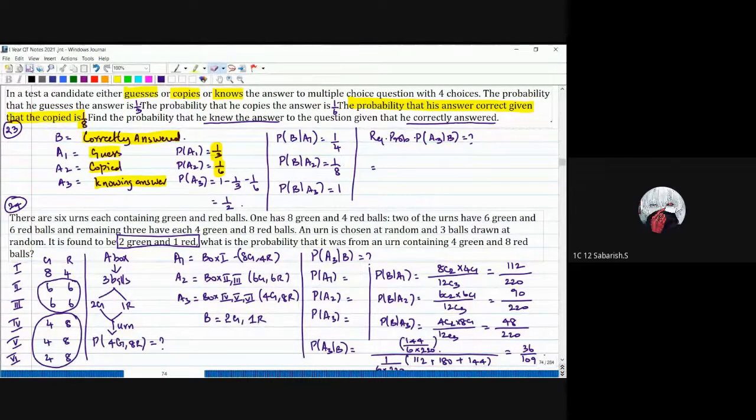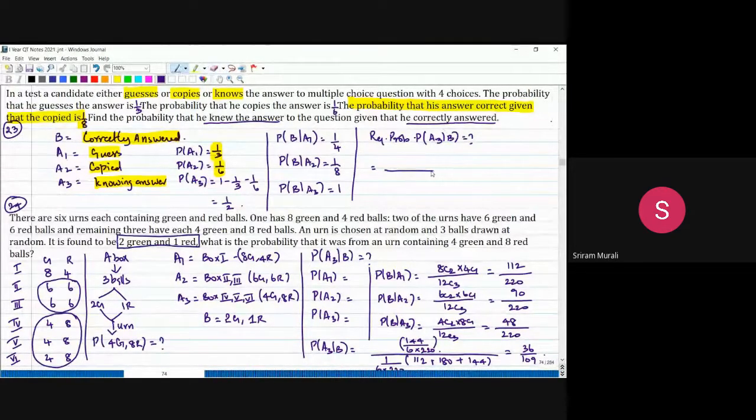Sir, I did not understand only the 1/8. Here it says the probability that his answer is correct given what? Given he copied. So given is A2, because A2 is copied. The chance of getting a correct answer is given as 1/8. Yes sir, given. Now what is my question? The probability that he knew the answer. That he knew the answer, what will it be? A3. This is what we have to find: what is the chance of getting A3 given that he answered correctly? That is B. So A3 given B I have to find.